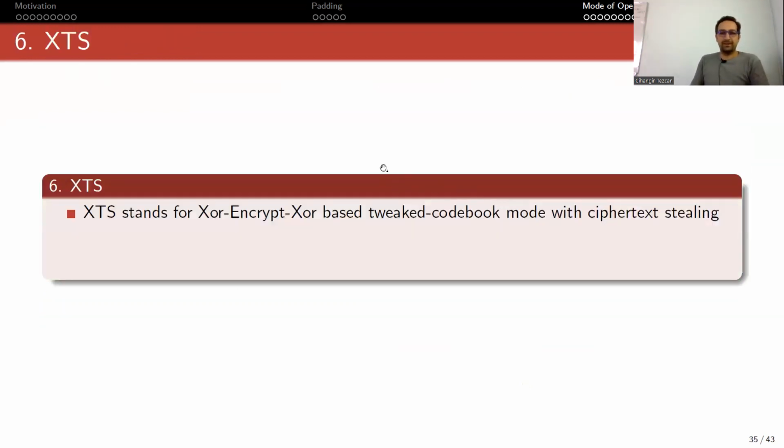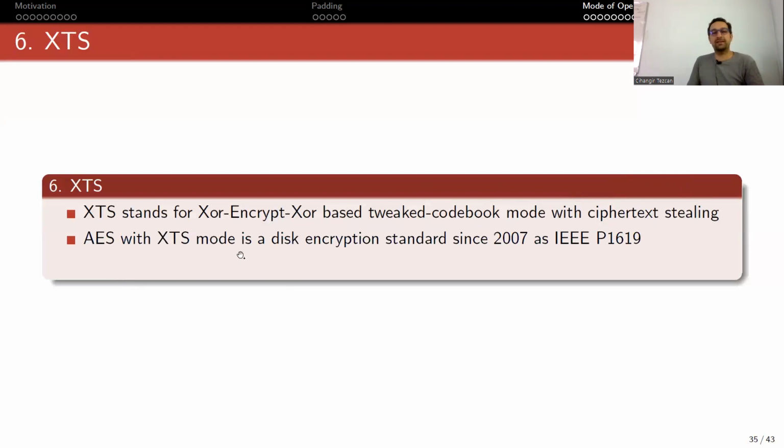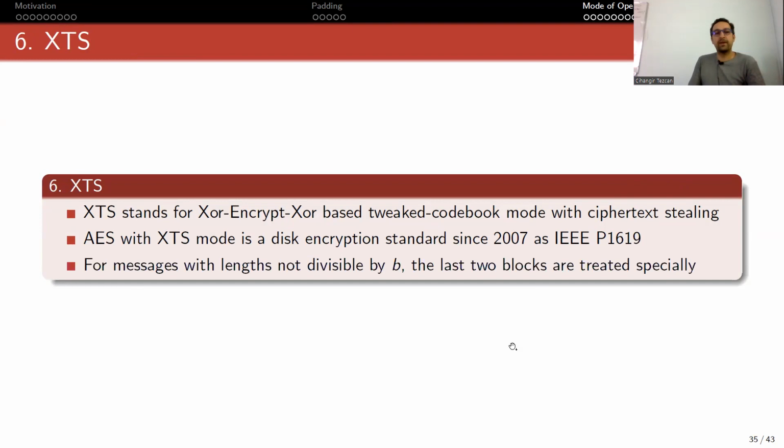Final one, XTS, and then I will show a few pictures of how this works. XTS stands for XOR Encrypt XOR Based Tweaked Codebook Mode with Ciphertext Stealing. So, a fantastic shortened abbreviation for this. As you can see, we are now talking about ciphertext stealing. AES with XTS mode has been a disk encryption standard since 2007 as an IEEE standard. For messages with lengths not divisible by the block size, the last two blocks are treated specially.